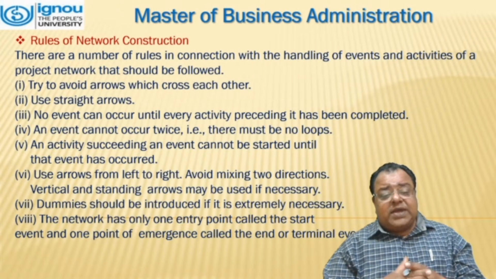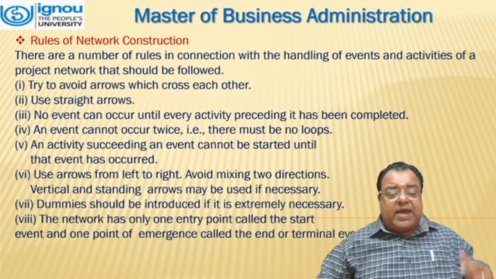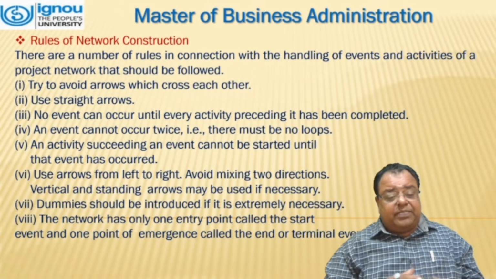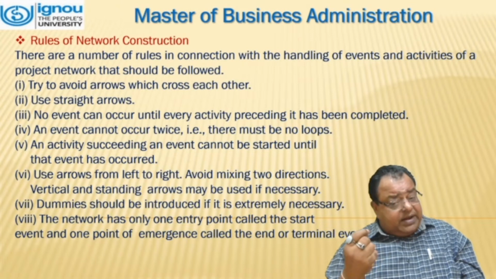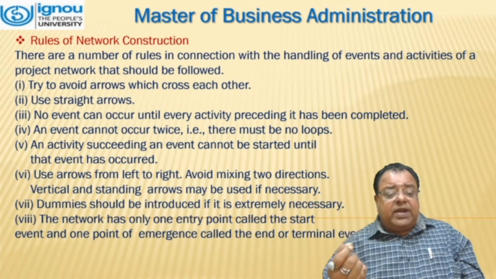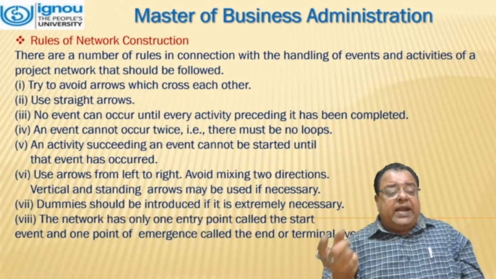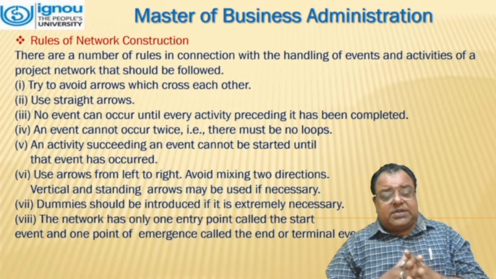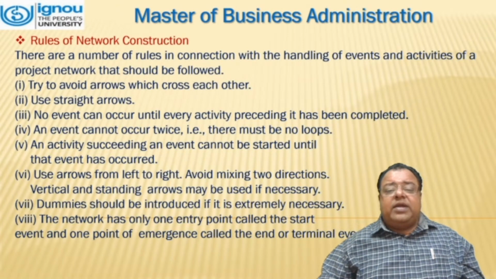And use arrows from left to right, like this. Avoid mixing two directions. Vertical and standing arrows may be used if necessary. Dummies should be introduced only if extremely necessary. The network has only one entry point called the start event and one point of emergence called the end event or terminal. With this, we will be concluding today's session.